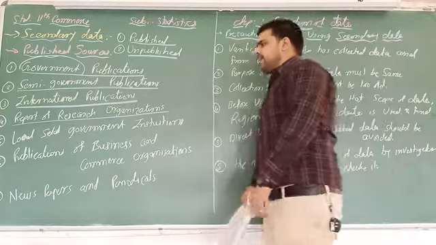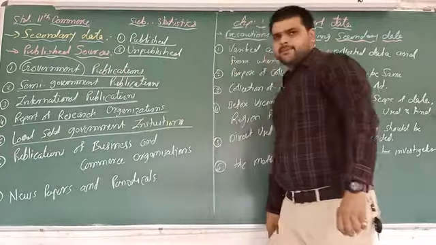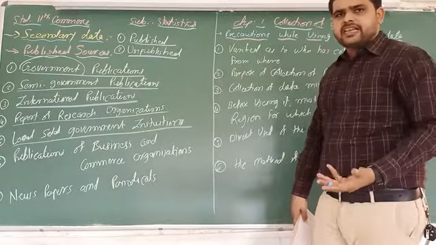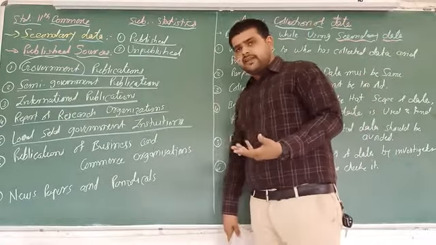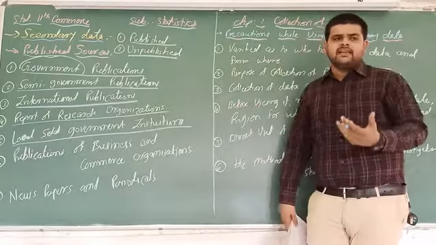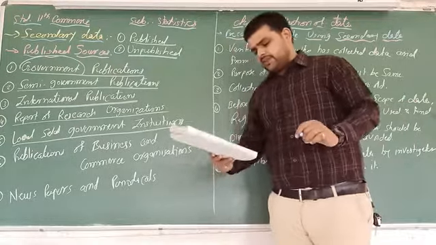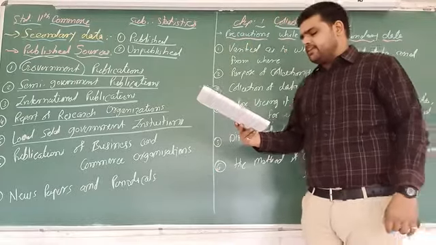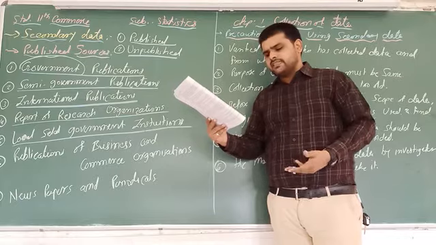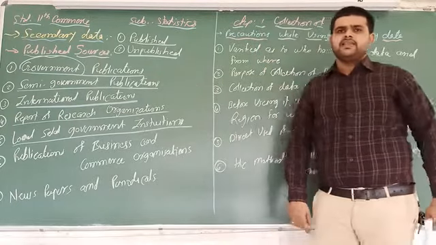Next, number 5, local self-government institutions. For example, local bodies like Nagarpalika and Gram Panchayat, those local authorities who provide such kind of data in the market, that is called local self-government institutions. Local self-government institutions and autonomous educational institutes, municipal corporations, Jilla Panchayats and agriculture universities publish their annual reports.